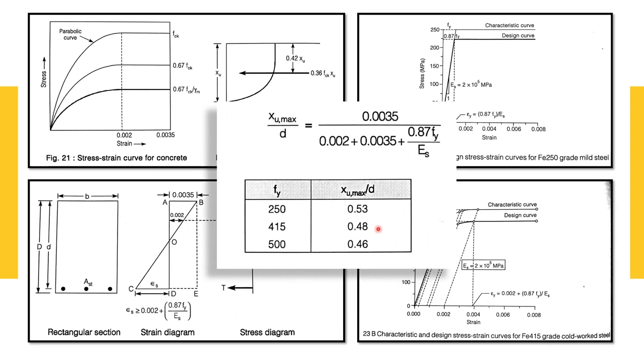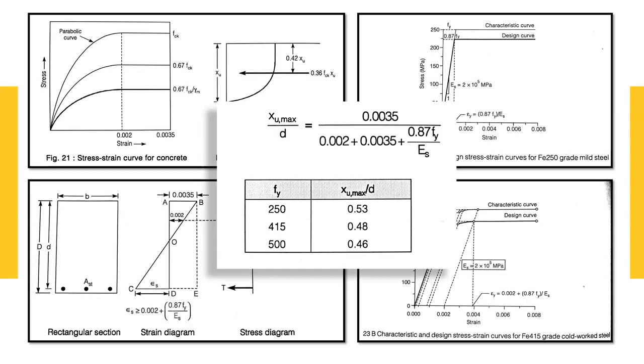The Xu max by D for various grades of steel will be as follows. For mild steel, Xu max by D is 0.53. For Fe415 steel, Xu max is equal to 0.48 D. For Fe500 grade steel, Xu max is equal to 0.46 D. D is the effective depth of the member.